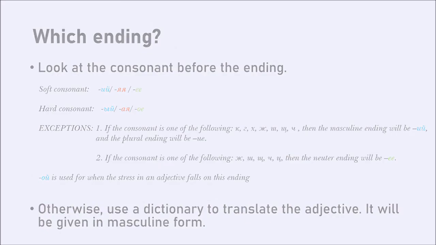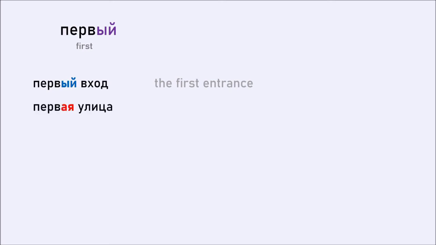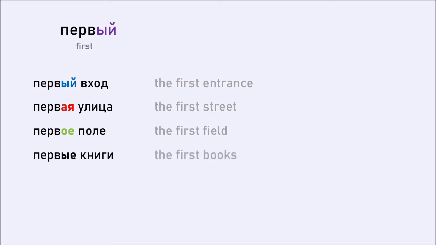So let's return to the examples we saw already with первый, which is first. Первый вход means the first entrance. Let's say you didn't know how to say first, you would Google it or look it up in the dictionary, you would see that it ends in -yy, and therefore you would know that for feminine we convert it to -aya because v is a hard consonant. Therefore for neuter it would be первое, and for plural it would be первые, okay?